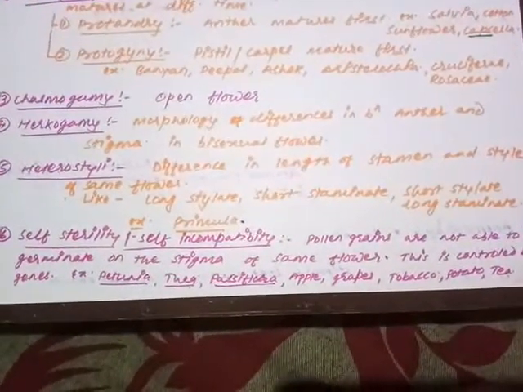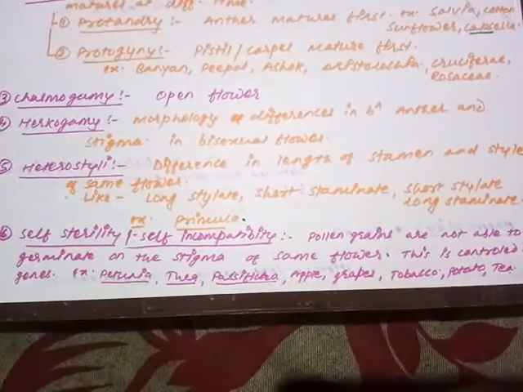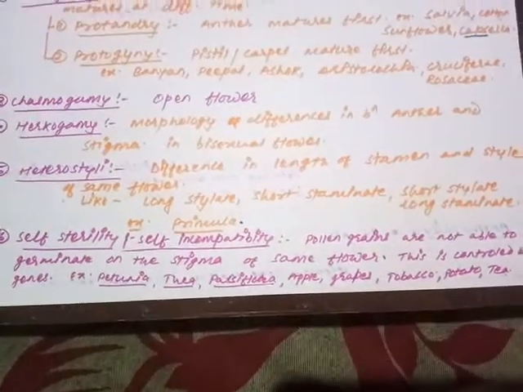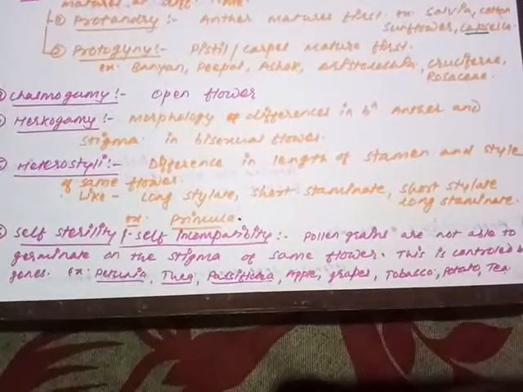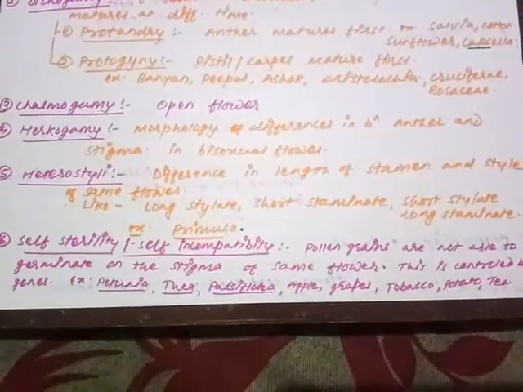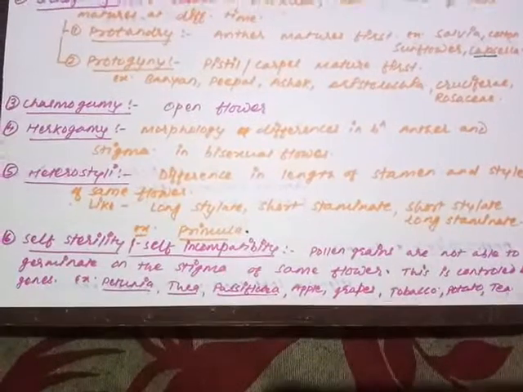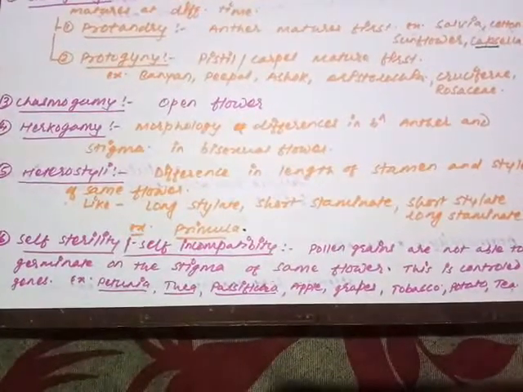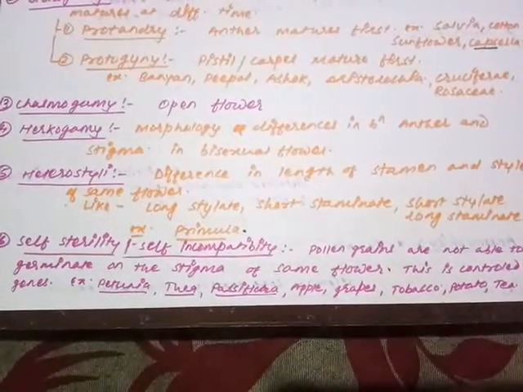So here self-sterility is clear to you all, self-incompatibility is clear to you all. It means that when the pollen grains of the same flower fall on the stigma of the same flower, the stigma refuses them for germination. That is called self-sterility or self-incompatibility. Is it clear to you all?